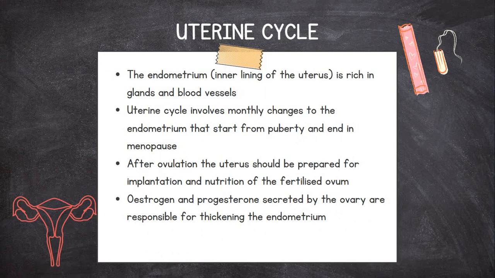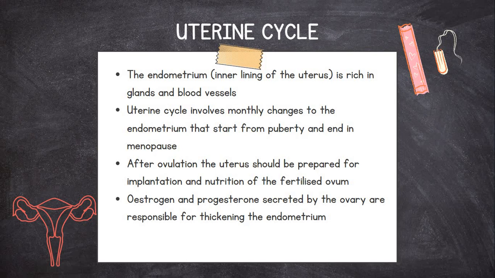Then we get to the uterine cycle. So the endometrium, the inner lining of the uterus, like we said, so this lining inside here of the uterus is rich in glands and blood vessels. The uterine cycle involves monthly changes to the endometrium that starts from puberty and ends in menopause. So this is not like oogenesis and the ovarian cycle, which already starts at birth. This now only starts at puberty and ends in menopause.